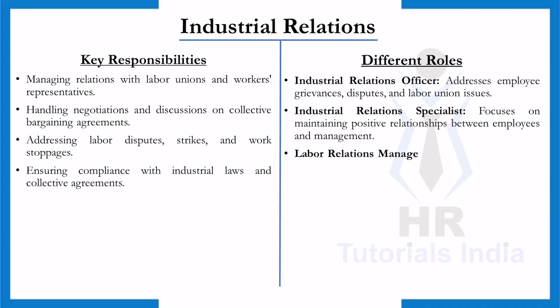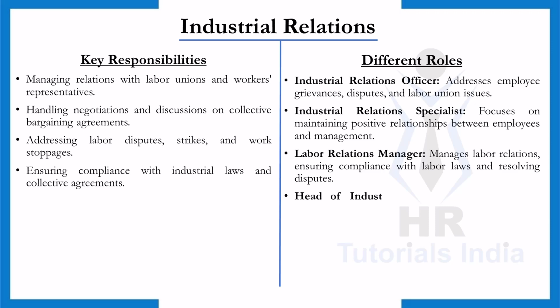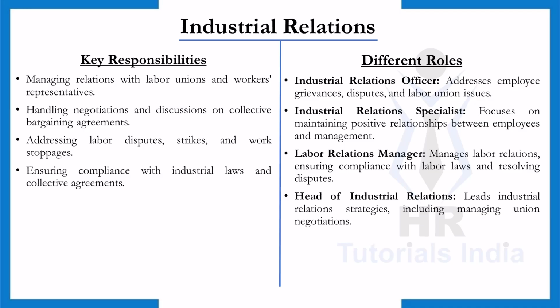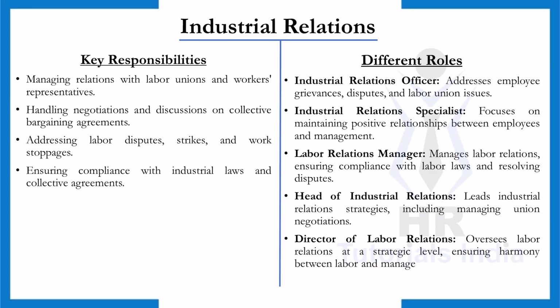Labor Relations Manager. The Labor Relations Manager handles labor relations at the operational level. This role ensures compliance with labor law, oversees the resolution of disputes, and maintains stability in the workplace. Head of Industrial Relations. The head of industrial relations develops and executes industrial relations strategies at a senior level. They lead negotiations during collective bargaining and align industrial relations practices with the business goals, working closely with the top management. Then finally comes the Director of Labor Relations. The Director of Labor Relations operates at a strategic level, overseeing labor relations across the organization. They focus on fostering long-term harmony between laborers and management, driving initiatives to create a collaborative work culture.